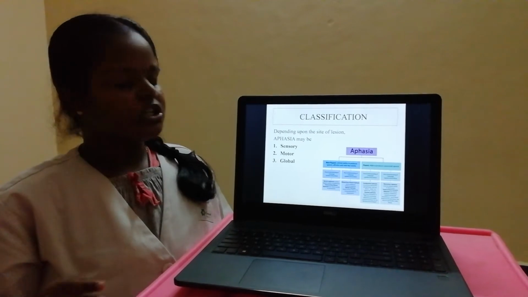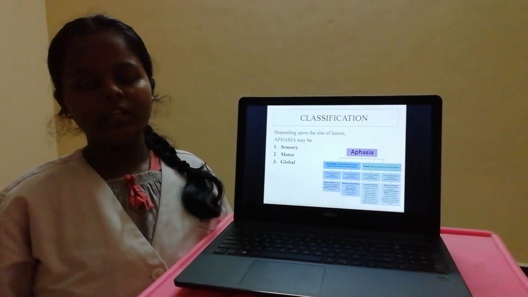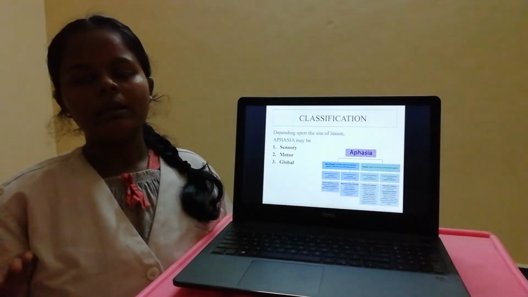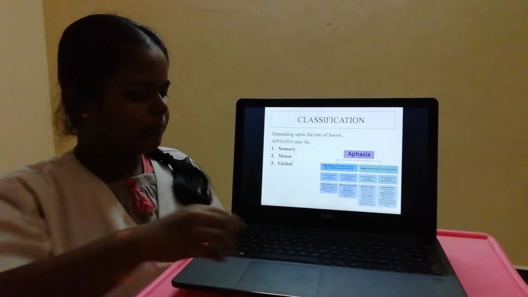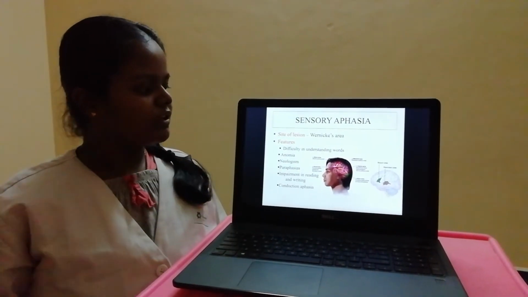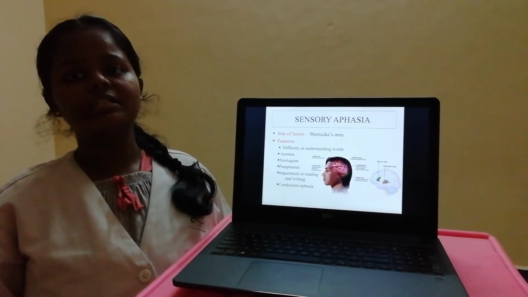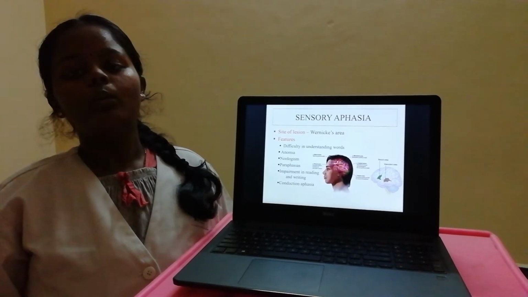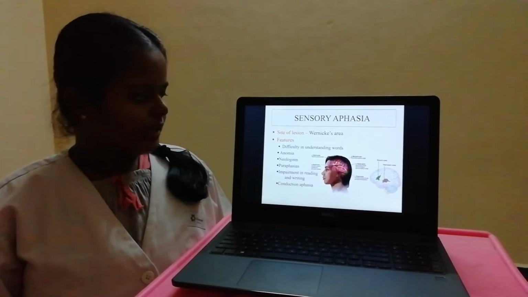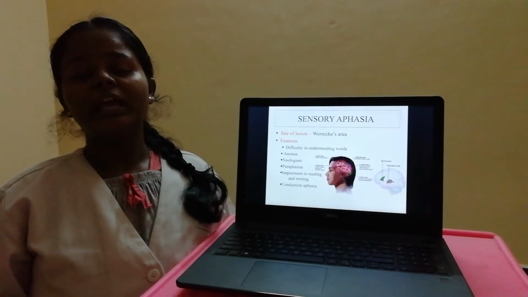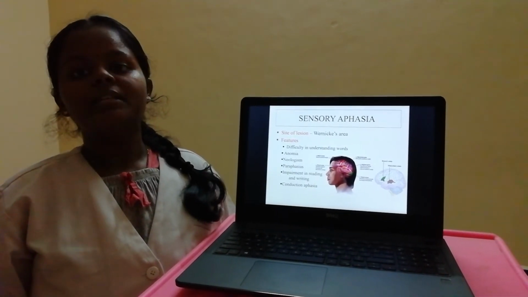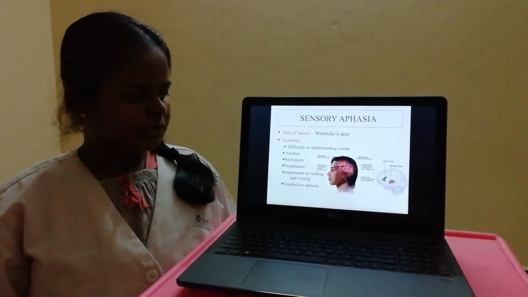Now, classification. Depending upon the site of lesion, the aphasia may be sensory, motor, as well as global. Now, sensory aphasia, the site of lesion is Wernicke's area. It is area 22, which is the auditory area. Now, features are difficulty in understanding the words. The person is unable to understand the words.